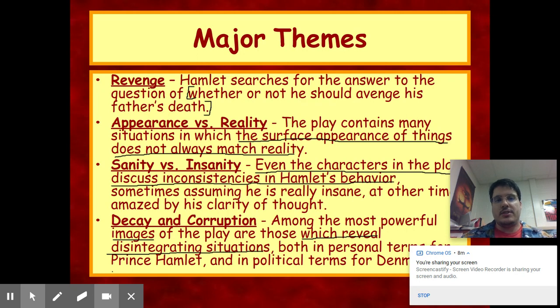And then the last is decay versus corruption. There is a lot of corruption in the court. The king killed his brother in order to take the throne. There's a lot of decay as far as people's mental state and people's sense of right and wrong and whatnot. And we'll delve more into that one later.